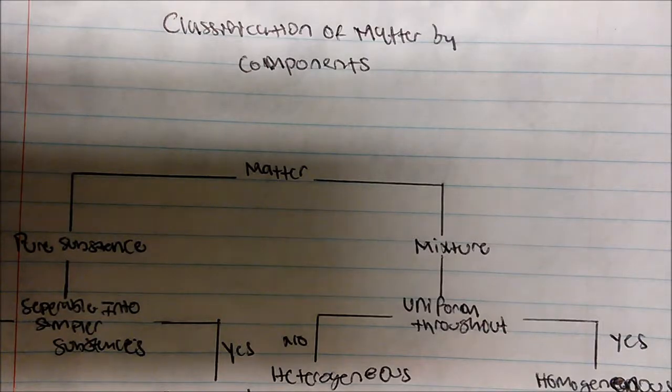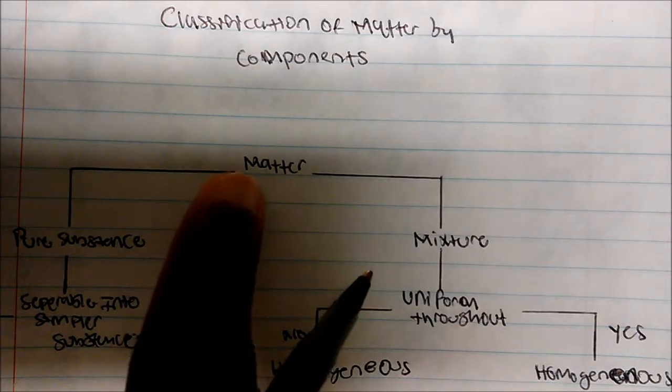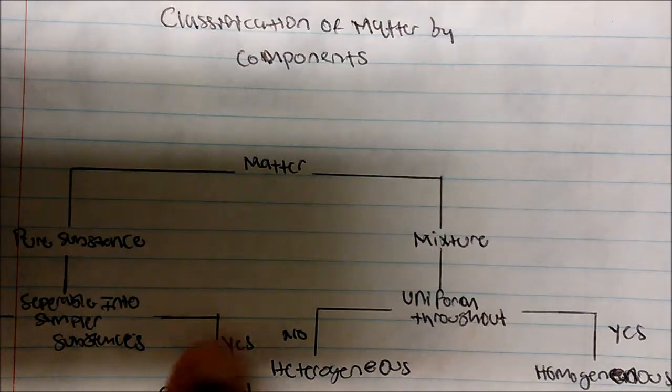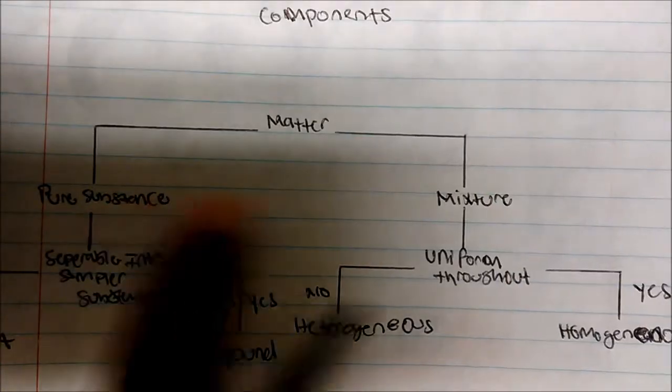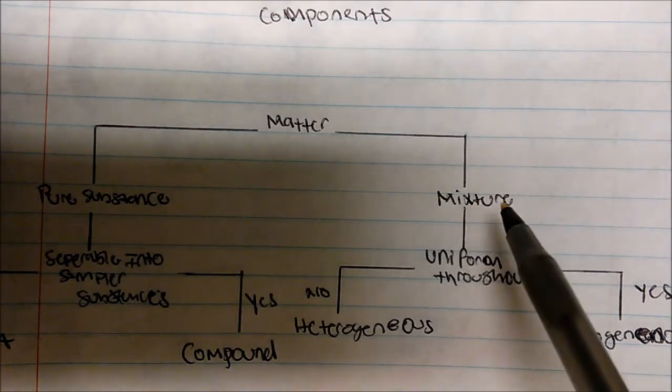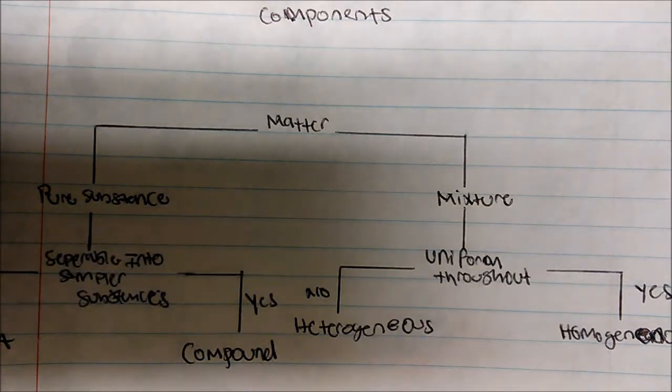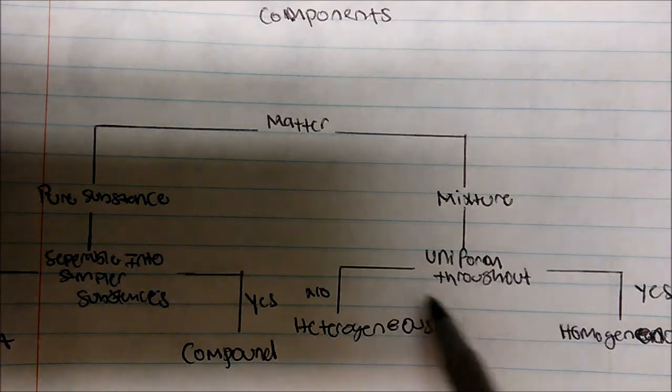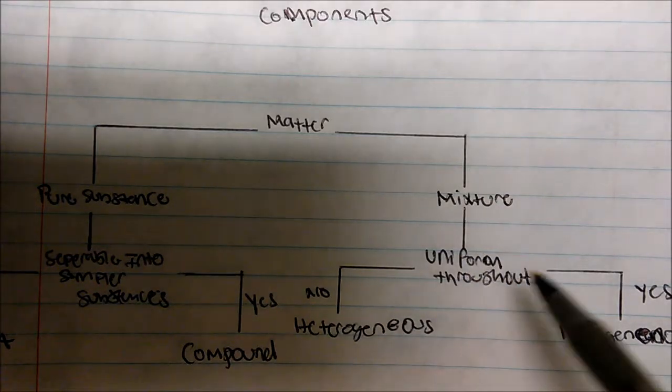In this video, we're going to talk about the classification of matter by components. And I have this nice flow chart here that will help us classify matter. So here we have matter in the middle, and essentially it could be broken up into two parts. It could be broken up into a mixture and a pure substance.